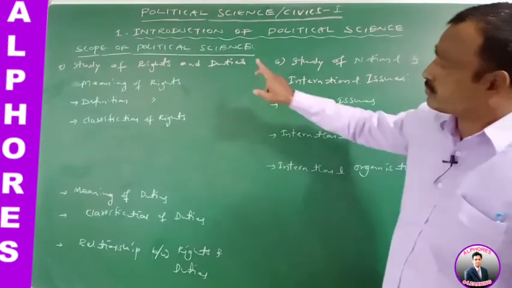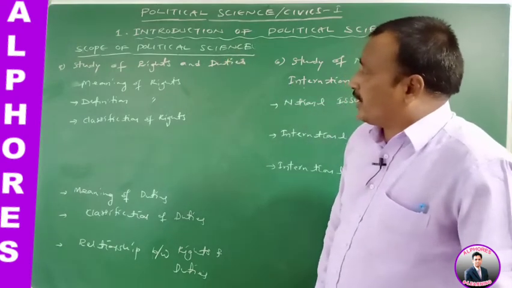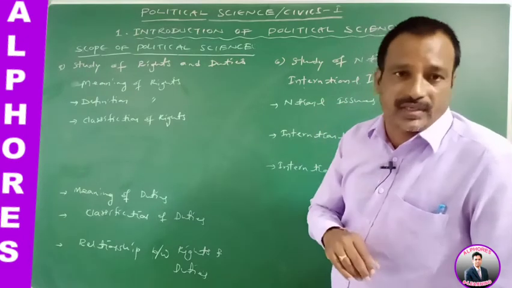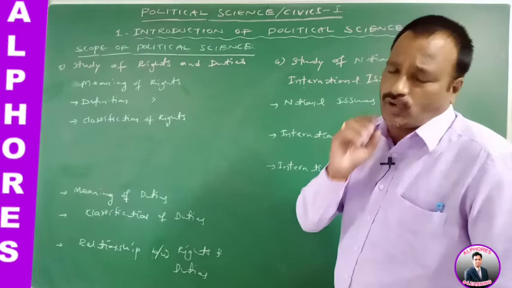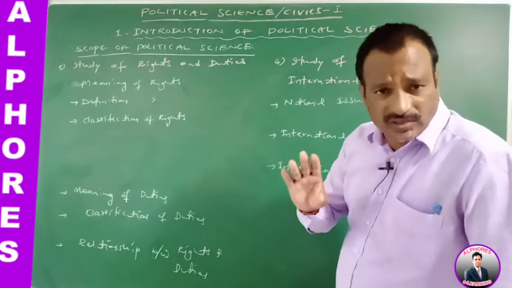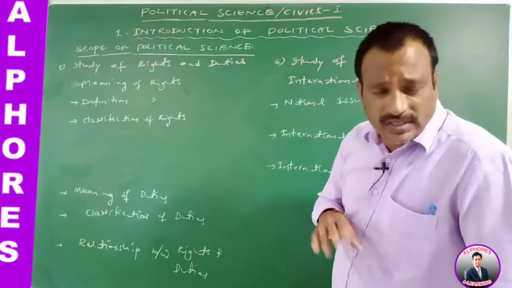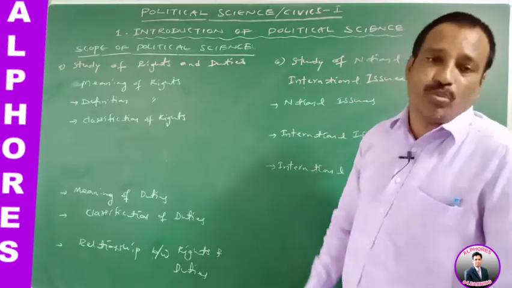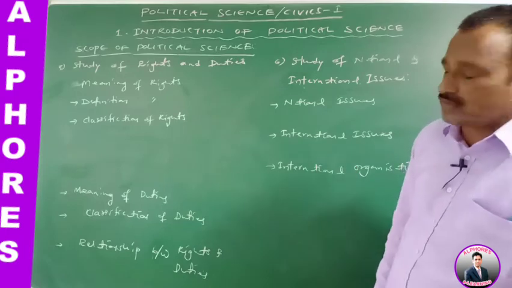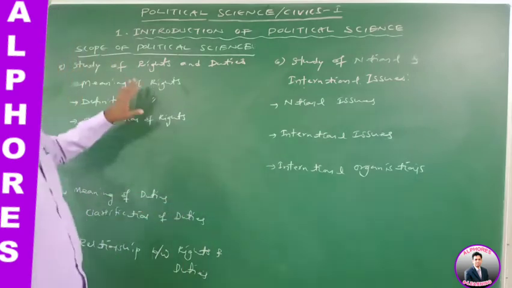Then we discussed some important points of the scope of political science, like: 1. The study of man in relation to society, state, government. 2. The study of state. 3. The study of government. 4. The study of associations and institutions. These are the important points of the last class. Now I am going to start the continuation.